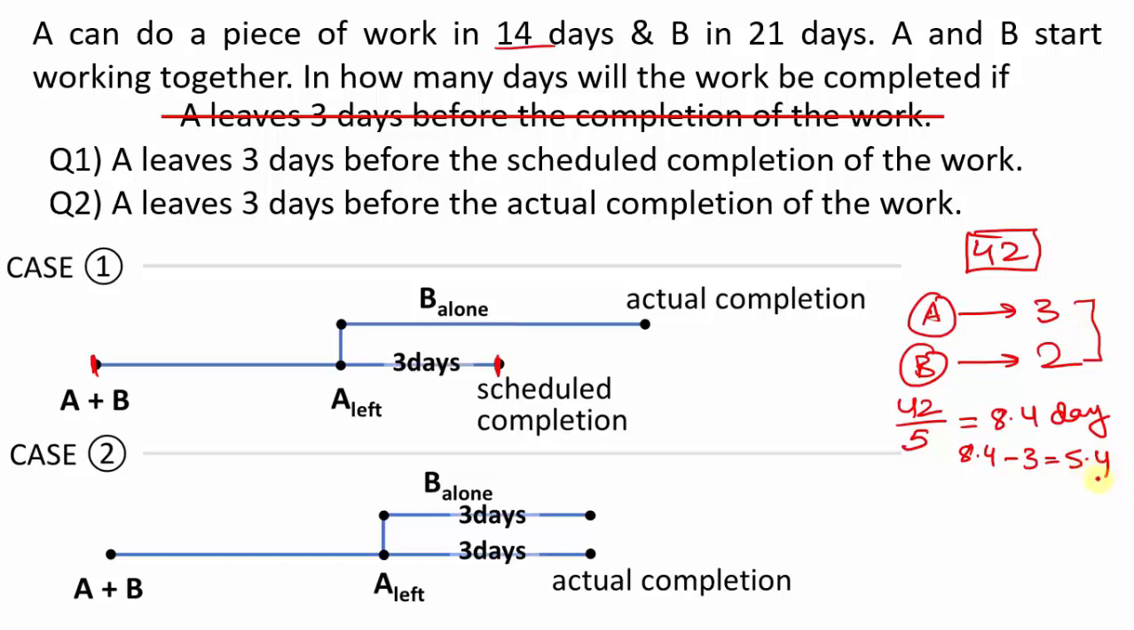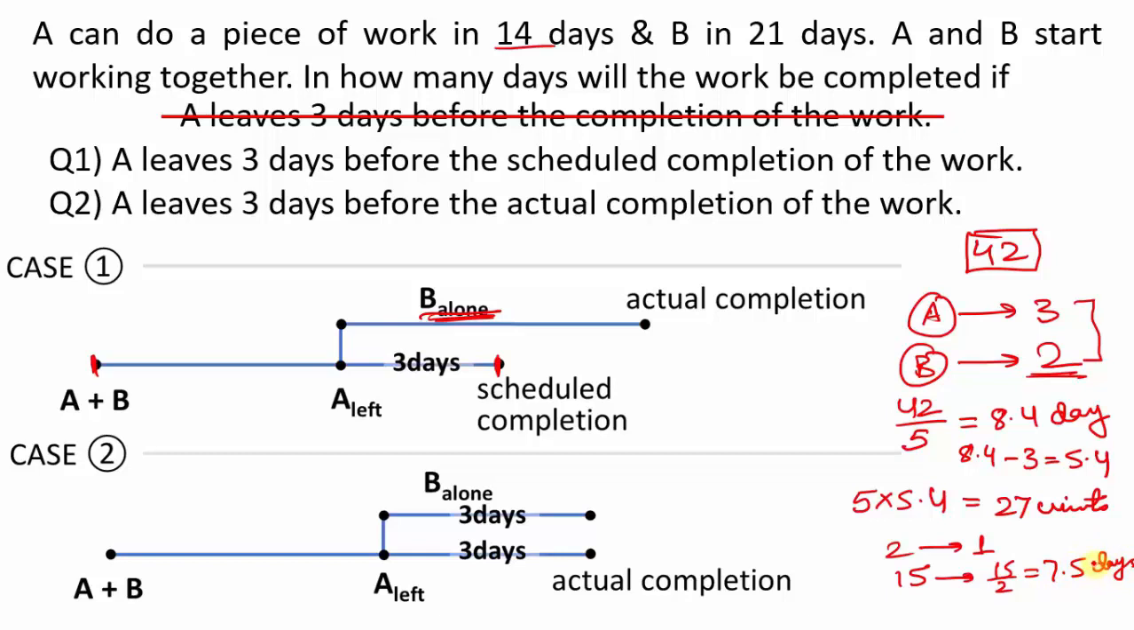So A leaves in 5.4 days. In 5.4 days, both A and B were working, and each day they were doing 5 units of work. So in 5.4 days, they must have done 5 into 5.4, that is 27 units of work. What remains is 42 minus 27, that is 15 units, which must be completed by B alone. B does 2 units of work in one day, so 15 will be done in 15 upon 2, that is 7.5 days.